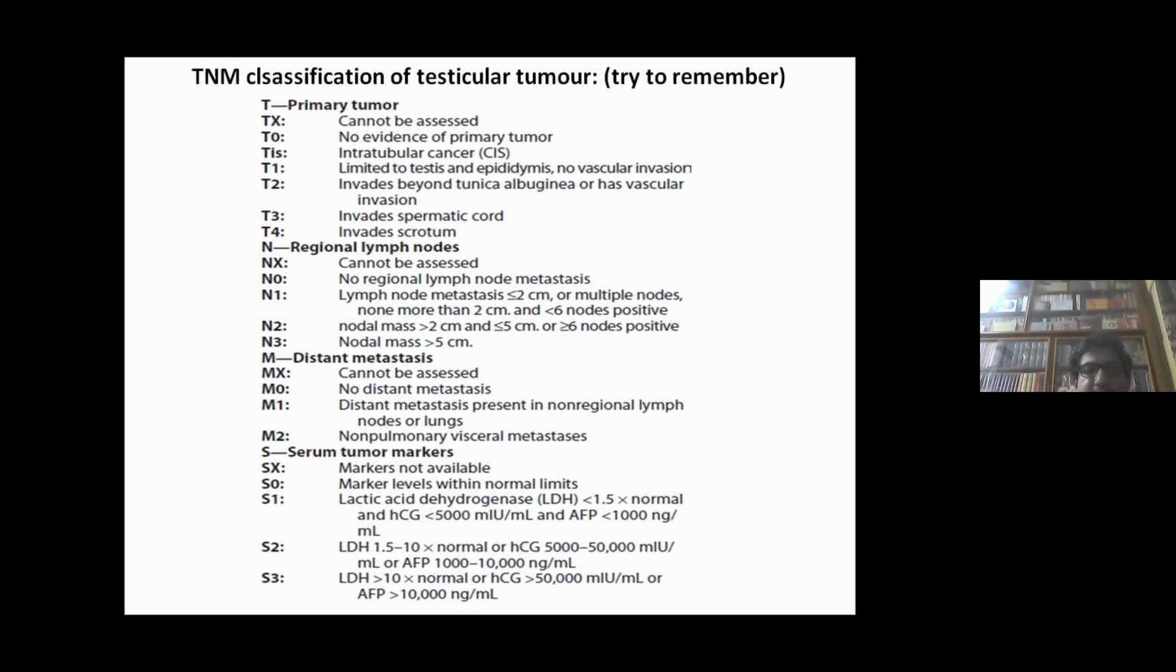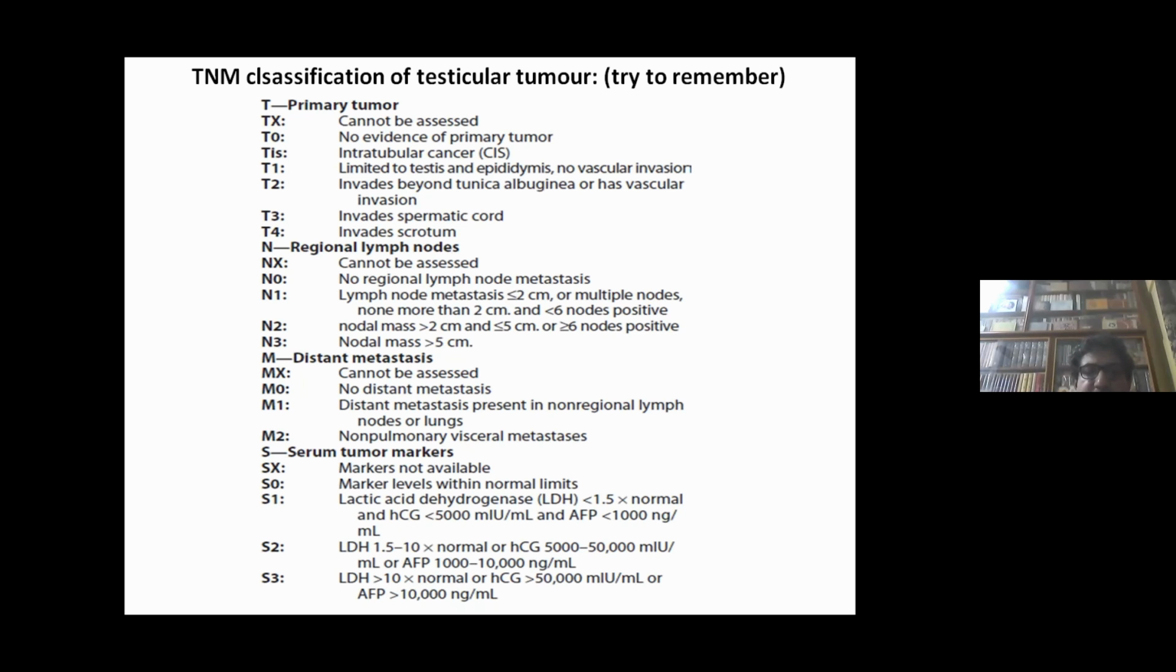M0 no distal metastasis, M1 distal metastasis in non-regional lymph nodes or lungs, and M2 non-pulmonary visceral metastasis. Now there are serum tumor markers. S0 is markers levels within normal limits. S1 is lactic acid dehydrogenase LDH less than 1.5 times normal and HCG less than 5000 MIU per ml and AFP less than 1000 nanogram per ml.